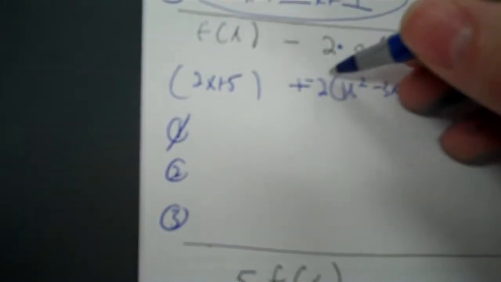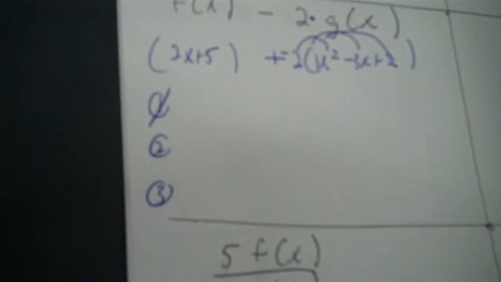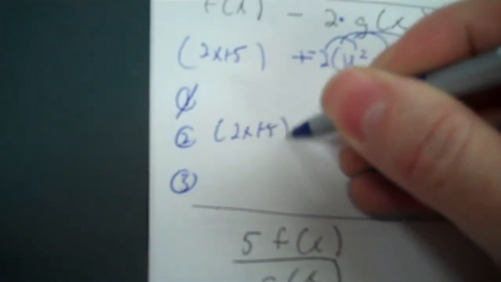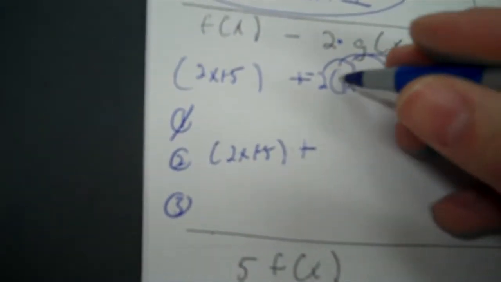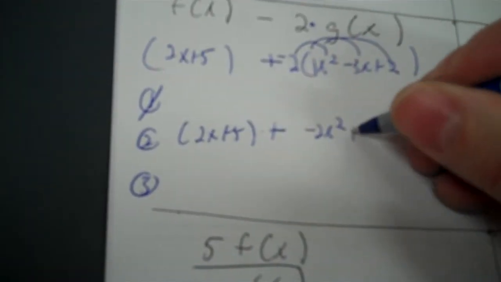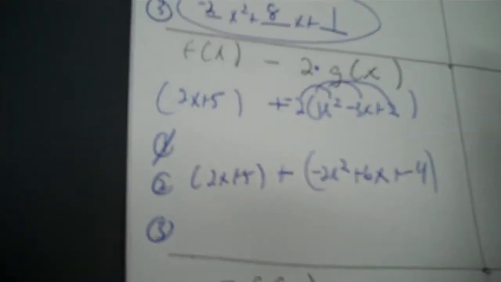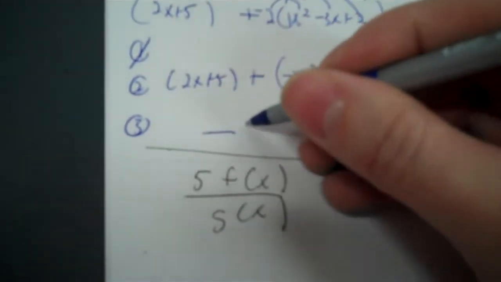Okay, we do need to distribute this 2. I like to distribute that as a negative 2. Okay, then I can just make that plus negative. So I've got my 2x plus 5, that has no distribution, plus, and then we got negative 2x to the second plus 6x plus negative 4. Put that in parentheses, now I collect like terms.